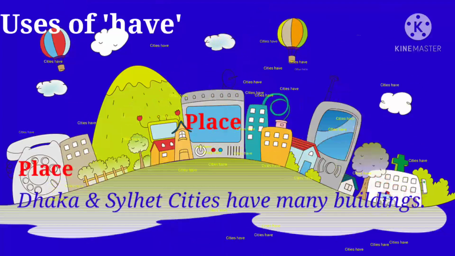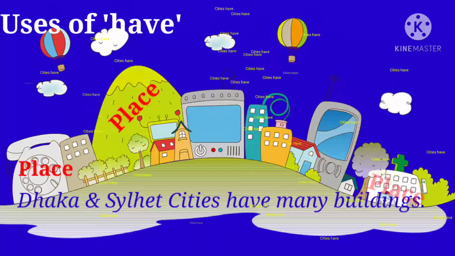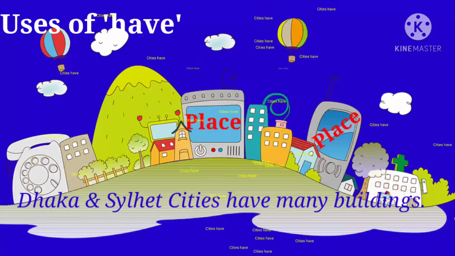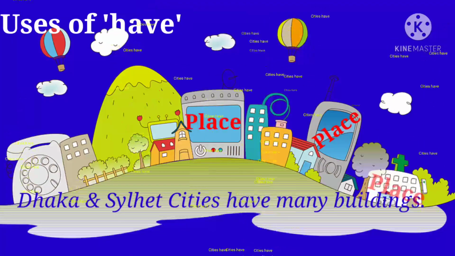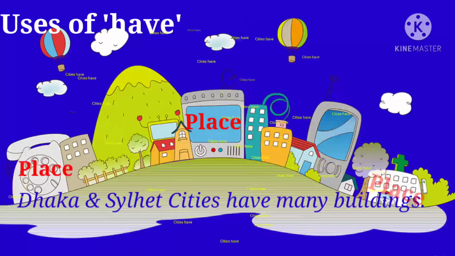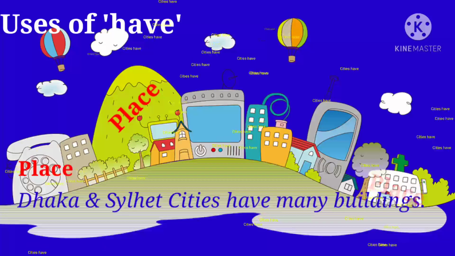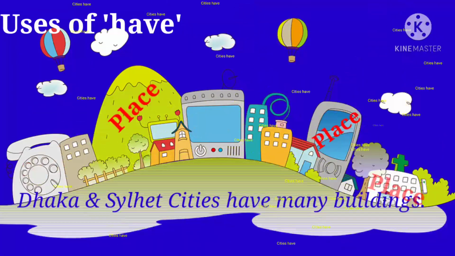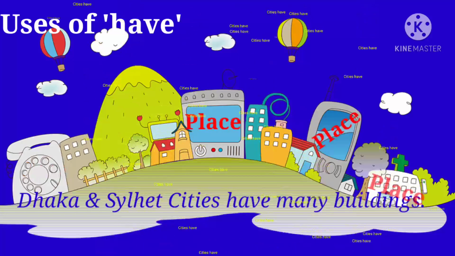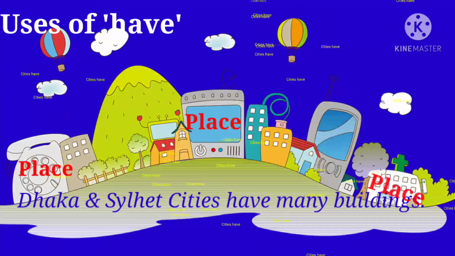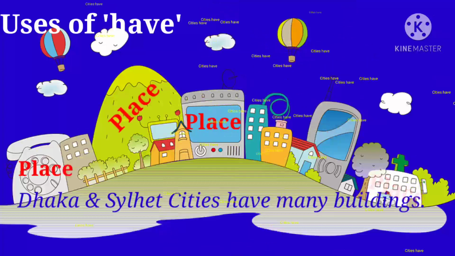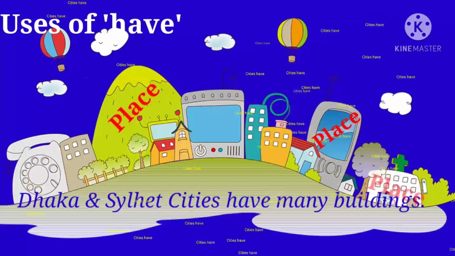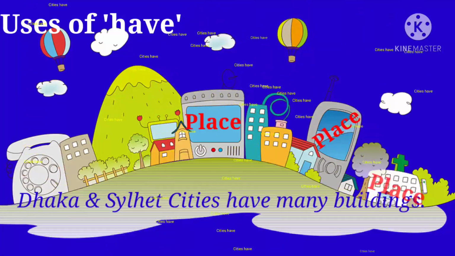Dhaka and Sylhet cities have many buildings. We are talking about 2 cities. So, we told cities have. But if it was only Dhaka city, then we would say Dhaka city has many buildings. Or if it was only Sylhet city, then we would say Sylhet city has many buildings. But we are talking about both. So we told Dhaka and Sylhet cities have many buildings.